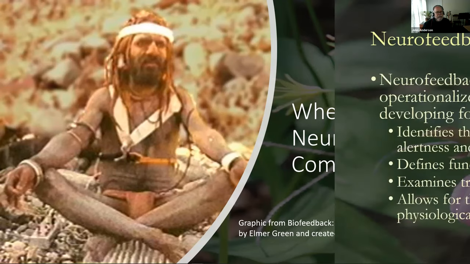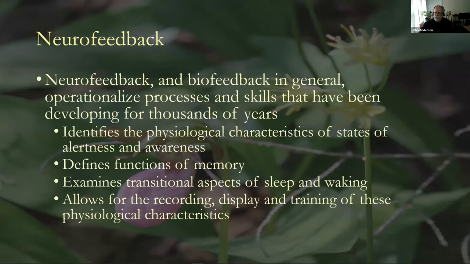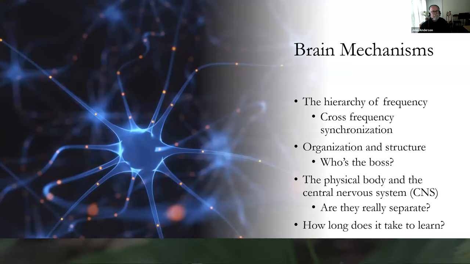After that, they thought, well, let's learn how to measure that in regular, everyday, average people, and how to train them to produce these states voluntarily. And they developed something called the Voluntary Controls Project. And there's a whole history around that. So the measurement that we're doing identifies the physiological characteristics of behaviors, for example, memory, aspects of sleep and waking, and it allows for the recording, the display, and the training of those physiological characteristics.